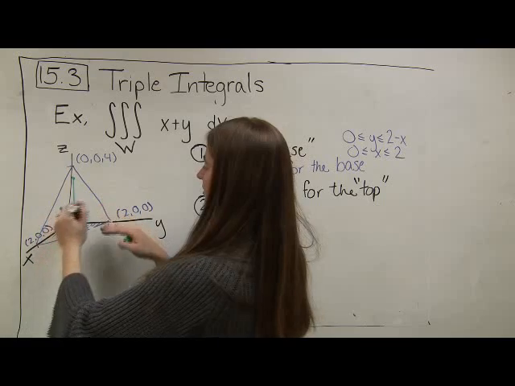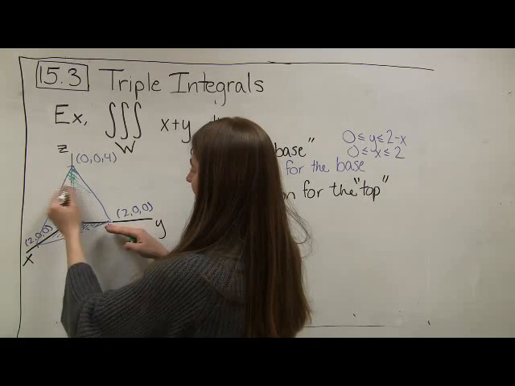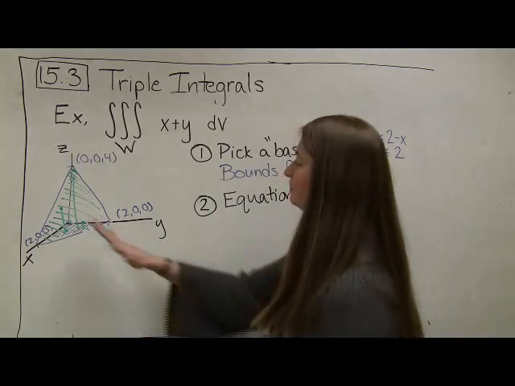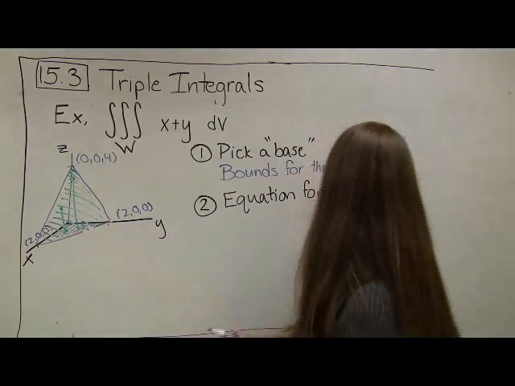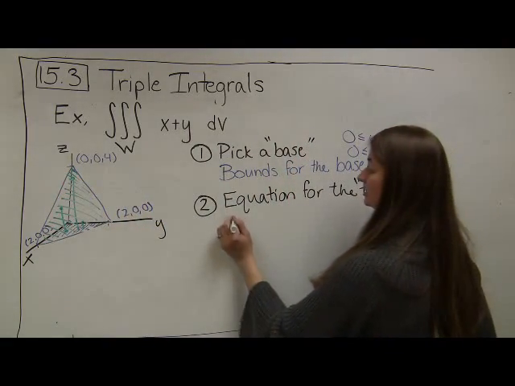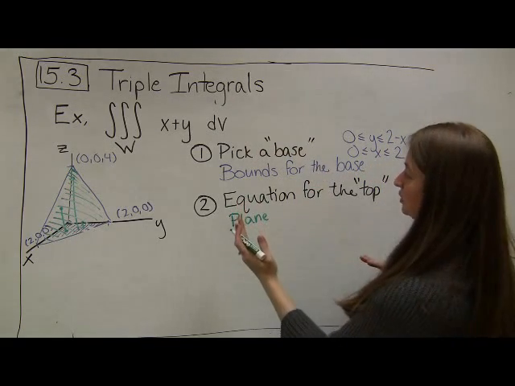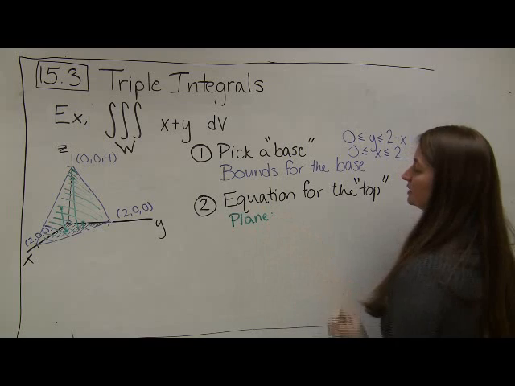And notice that depending upon where you are in the base, you're going to go up and hit different points along this triangular surface. And so the height in this case, maybe this isn't working because it's in 3 dimensions, but is going to be this plane. So the top in this case is the plane that's cutting the top of the tetrahedron. And so we need an equation of this plane.